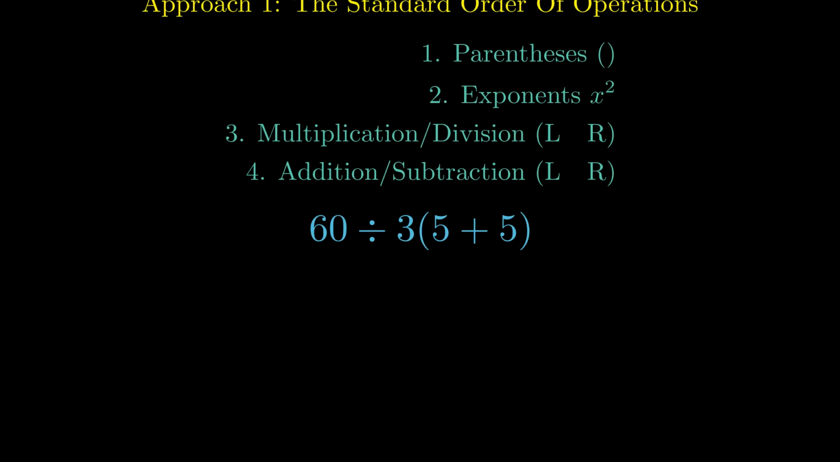Let's apply the rules. Parentheses first. 5 plus 5, straightforward enough, which gives us 10. Now, this 3 times 10 is just implied multiplication. Let's make it explicit. Here's the key moment.